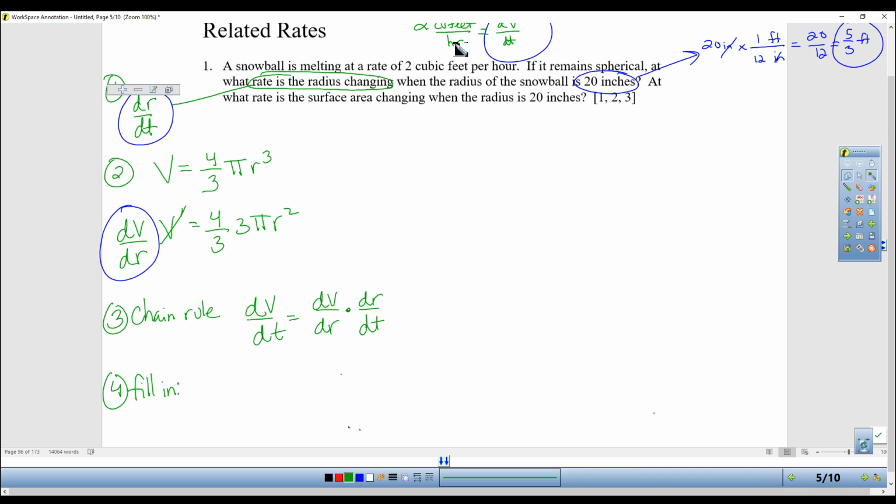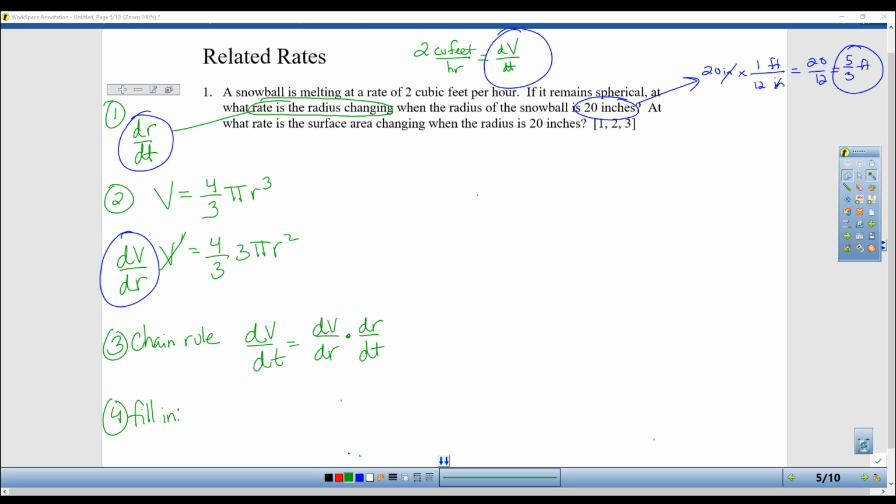So dv dt I know is 2. I guess I went a little too high there. dv dt is 2. dv dr is, these cancel, 4 pi r squared. And dr dt is actually what I'm looking for. What is the rate with respect to time that the radius is changing?